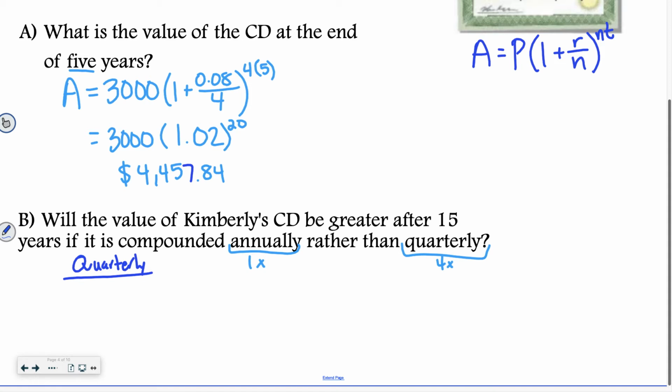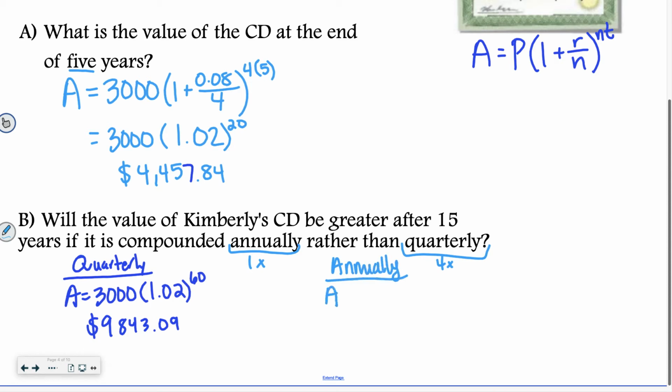So quarterly means that I would type in, let's see, the amount started at 3,000, and we already determined that 0.08 divided by 4 is 0.02, and then we would have 4 times, instead of 5 this time, I'm going to say times 15. And 4 times 15 is 60. So I'm going to change that. When I plug that into my calculator, I'm left with $9,843.09. Now let's figure out if it's compounded annually, how much money would she get?